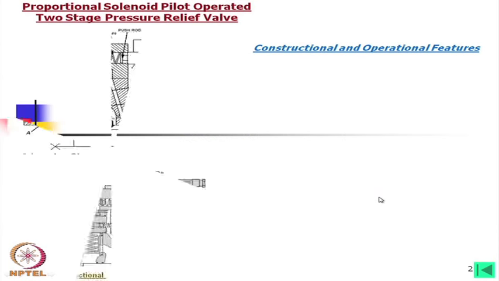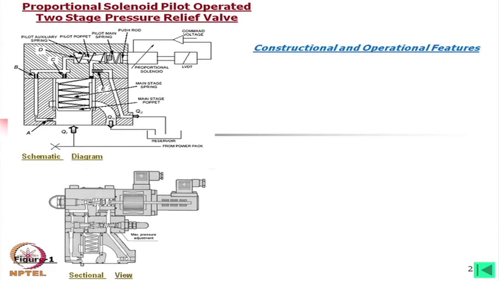Now, let us look into the constructional feature of this valve. In this diagram I have shown a sectional view of the valve. In this view, this is the main stage and this is the input side, the flow input side. If we look at the figure at the top, which is a schematic diagram, the main system line is here and this valve is connected to the main system. Now, this is the drain to the tank, so on relief the oil will come out from this path and go to the tank.